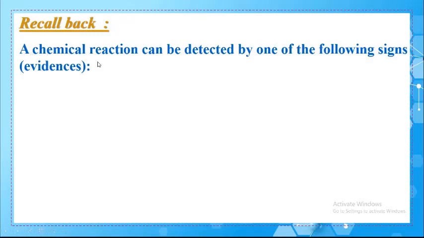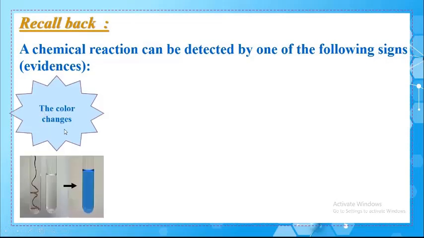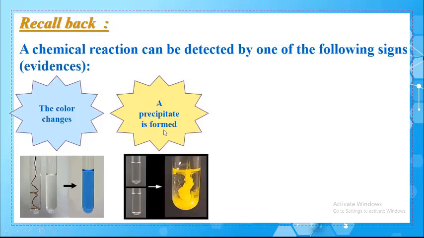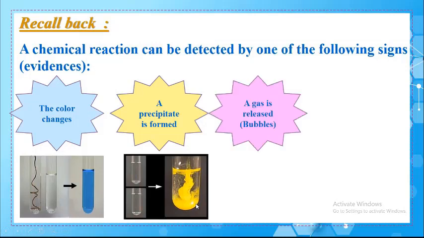Let's first recall previous information. A chemical reaction can be detected by one of the following signs or evidences. Do you remember them? List them by yourself. Pause the video and list them. Good. The color changes. As you see here, we have a colorless liquid that turns blue. A precipitate is formed, where we start from two colorless liquids to obtain a yellow solid precipitated at the bottom.